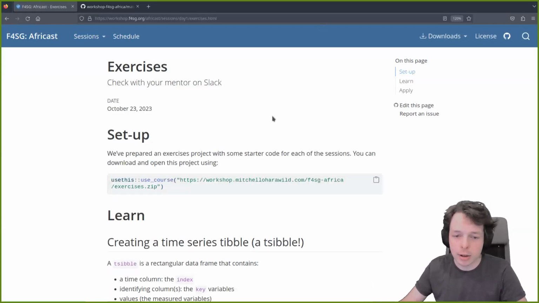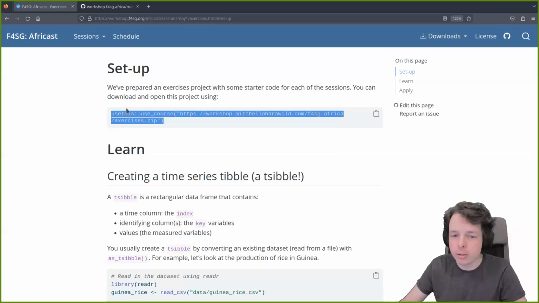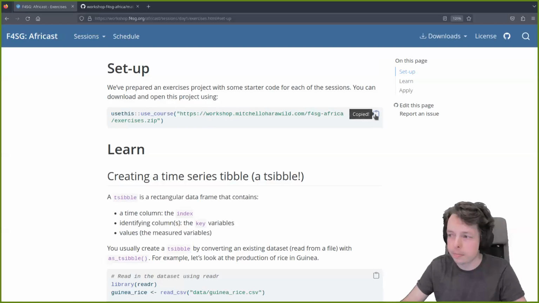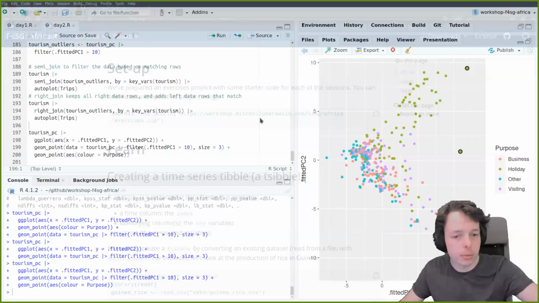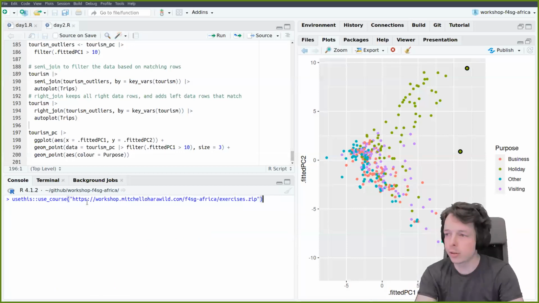So in the exercises, a very important chunk from the first day is this setup chunk. What this will do is provide you with some starter code to answer the questions, and it will include all of the data sets. So if you're having trouble finding the data set for the apply exercise, vaccineadministered.csv, that's because you haven't completed this first setup chunk. So I'm going to copy this code and run it in R. I've just pasted it into my console.